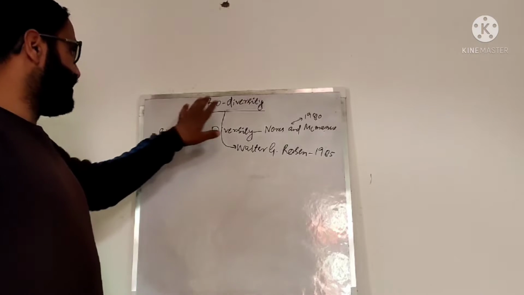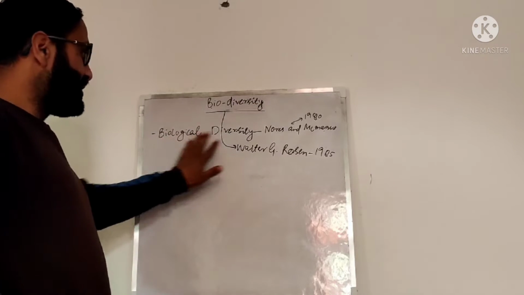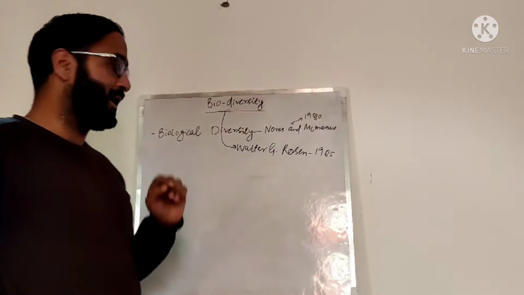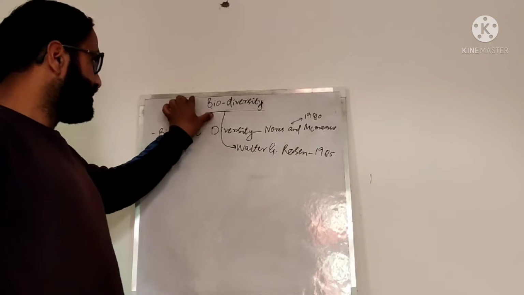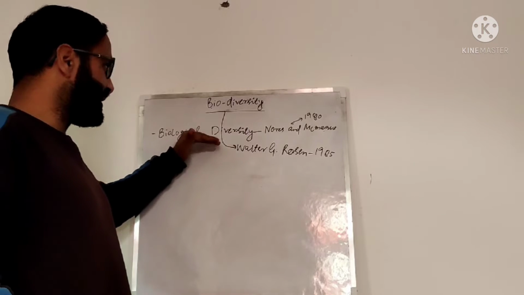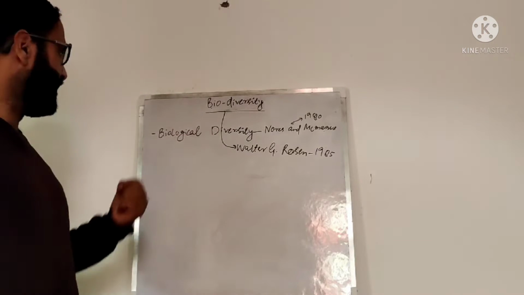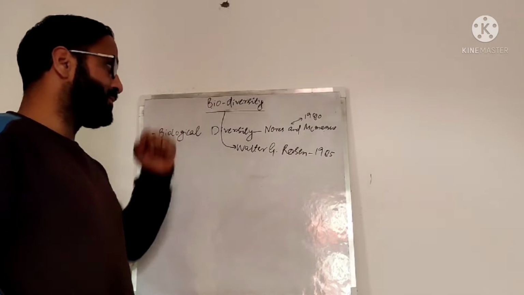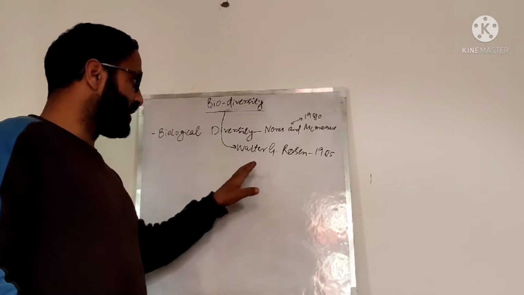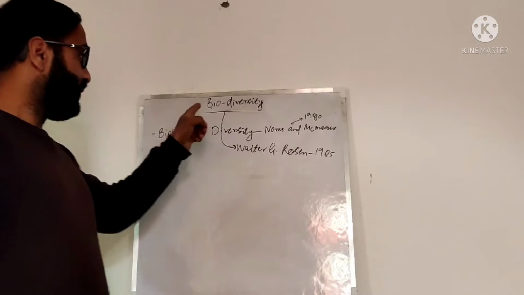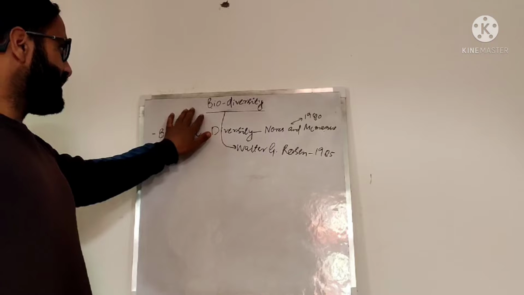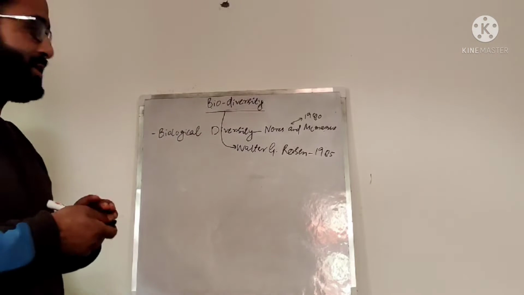Today our topic is biodiversity. The term biological diversity was given by Norse and McManus in 1980. The term biodiversity is the abridged form, or short form, of biological diversity. This term biodiversity was given by Walter G. Rosen. If we look at this term, bio means life and diversity means variety.